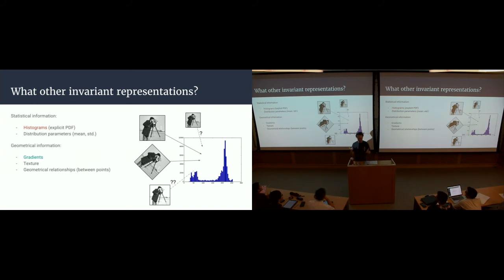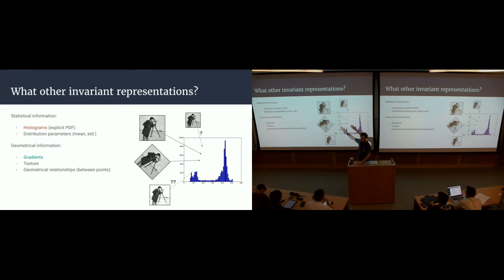Gradient. Gradients are invariant to intensity because they don't care about the pixel value. They care about the change between the left pixel and the right pixel. They take care of edges. So it's not about an absolute value. It's about a relative value. And so that is invariant to intensity changes.